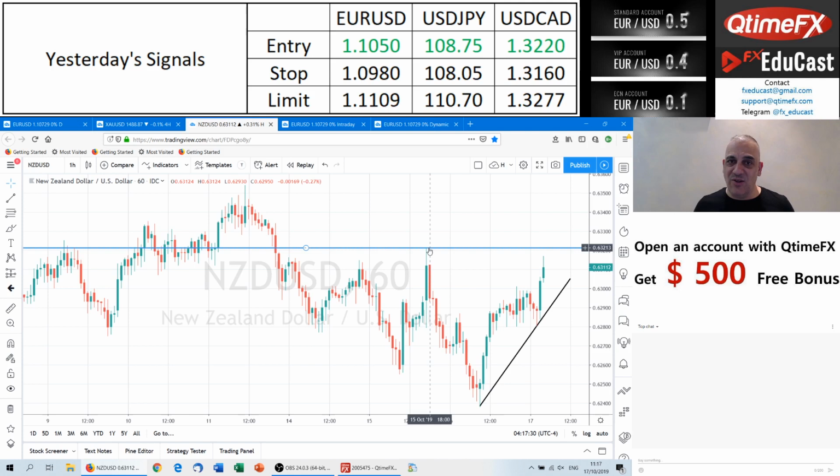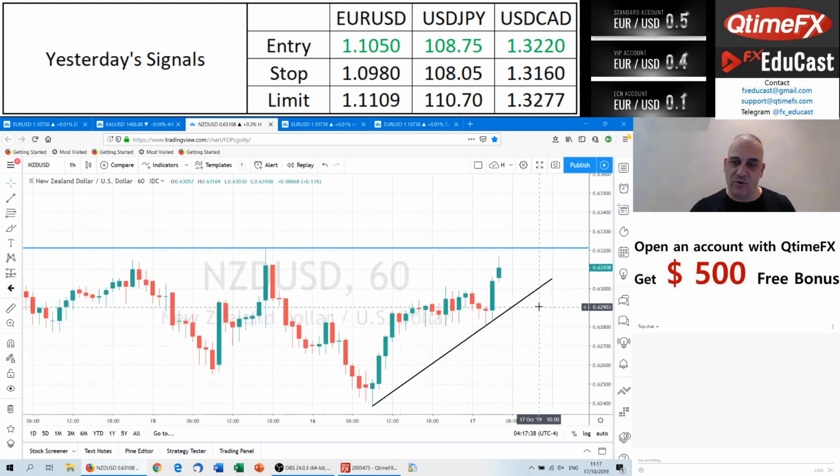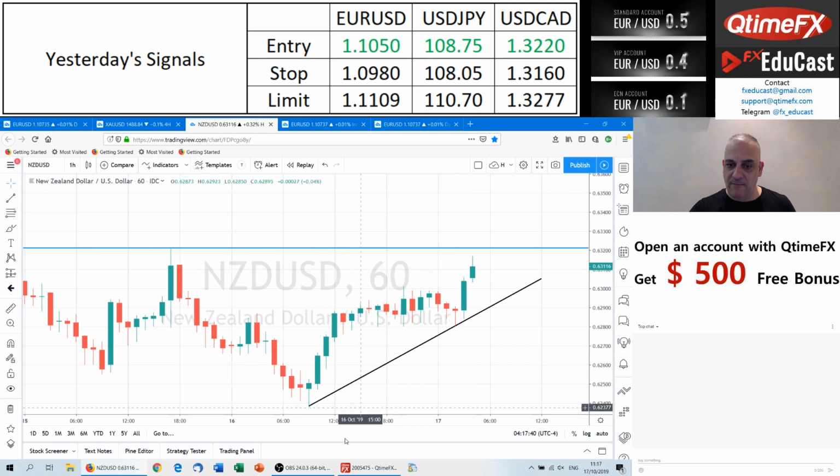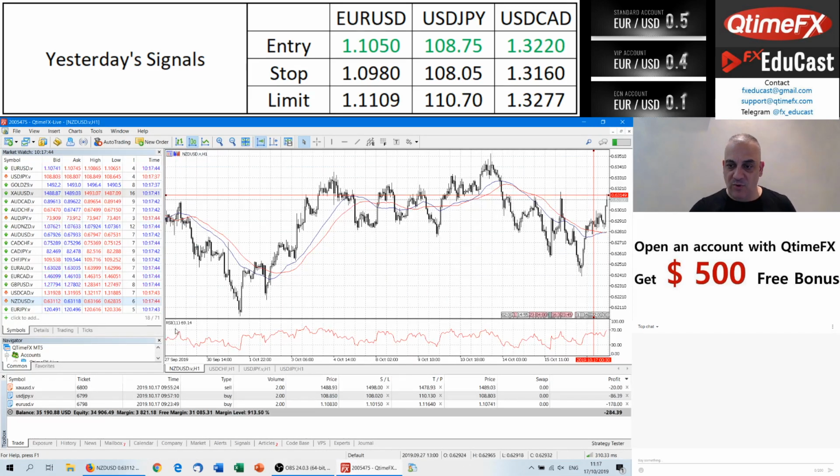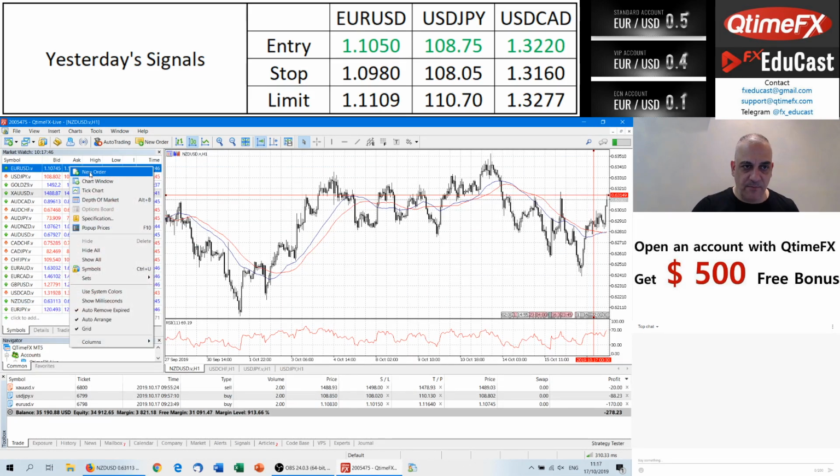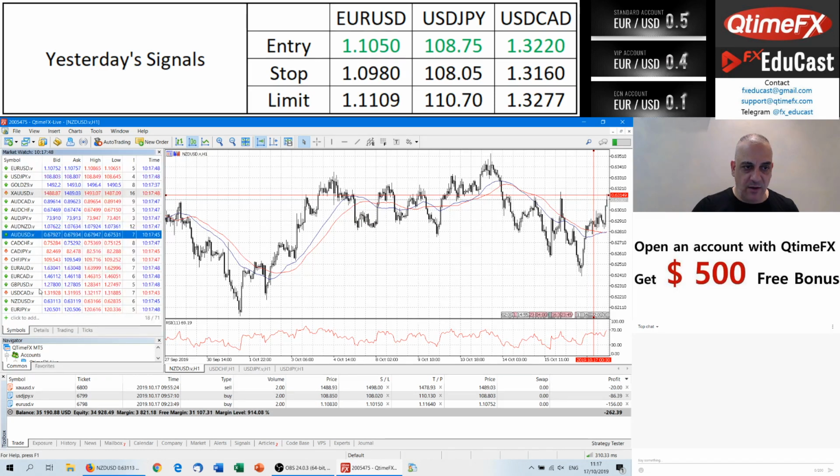Who's making the decision on this pair? The market. If it breaks above 21, I'm in on a long position. If it breaks below 90, I'm in on a short position. And let me show you how you do this. Where is the New Zealand dollar?